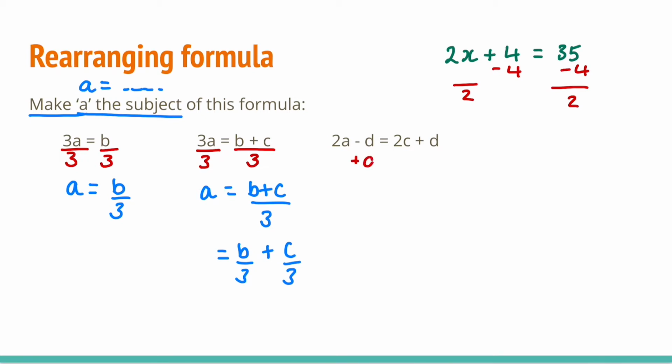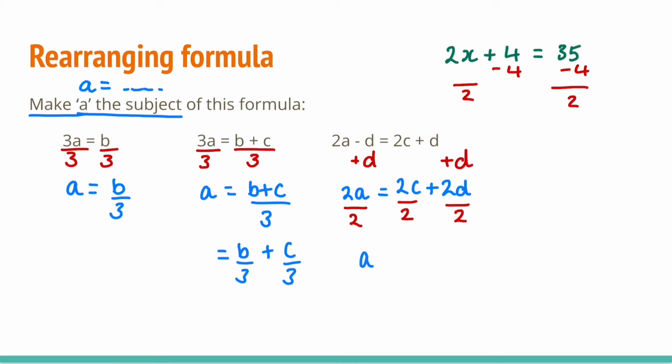So we first of all need to get rid of the d part. We're going to add d to both sides because at the moment it's a negative. So 2a is equal to 2c plus 2d. Then once we've got that, we can divide by the 2 to just get the 1a. And again, you can either divide everything, or if you prefer, you can do it as 2 separate sections. Either is fine, it's exactly the same both ways.